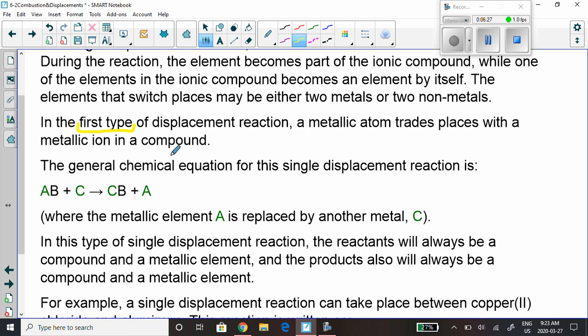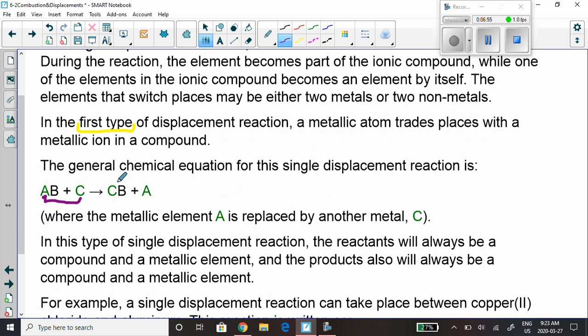So the general equation for this is the following. Here is an ionic compound, AB. A is the metal, B is the nonmetal. It's going to react with another metal called C. What does the metal C do? It comes around and kicks out, displaces, replaces the A. A, get out of here. You're a metal. I'm taking your place in this ionic compound.